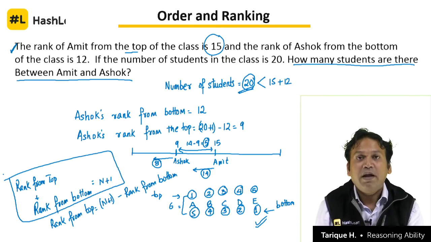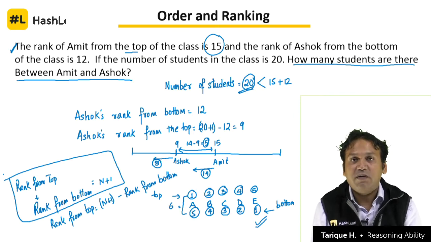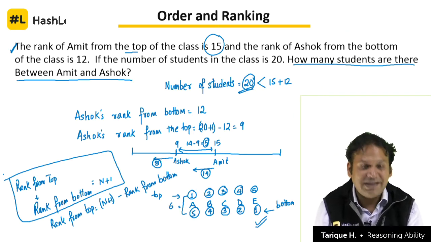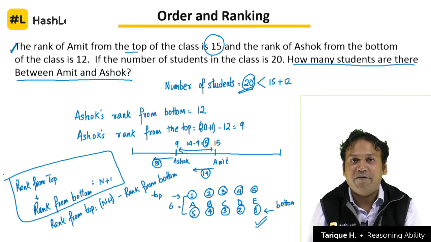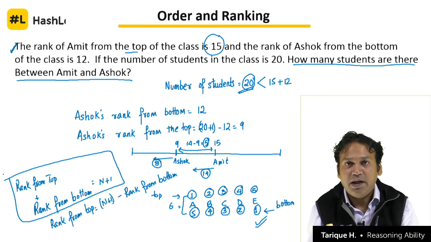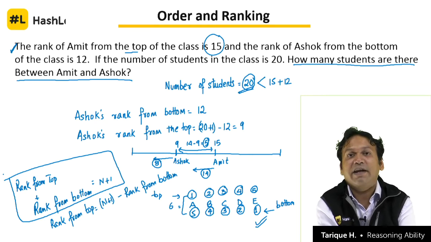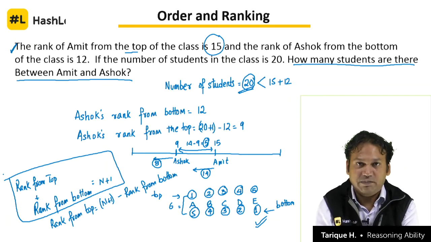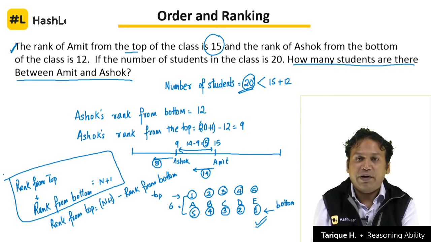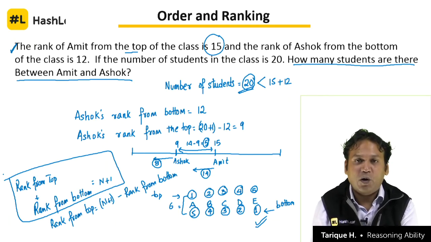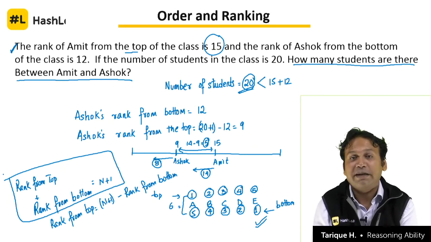Rank from top plus rank from bottom will always be equal to n plus 1. That means, if I know rank from top, I can find rank from bottom by subtracting it from n plus 1, where n stands for number of things or number of people. And if I know rank from bottom, I can find rank from top again in the same way.